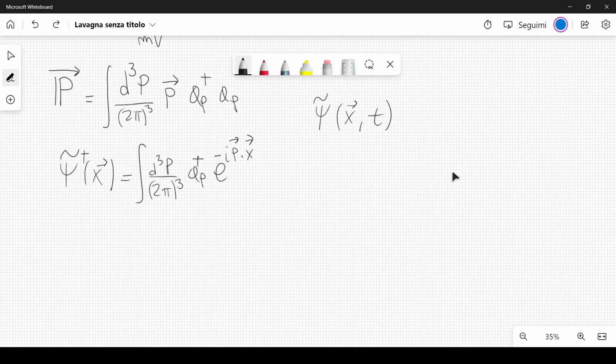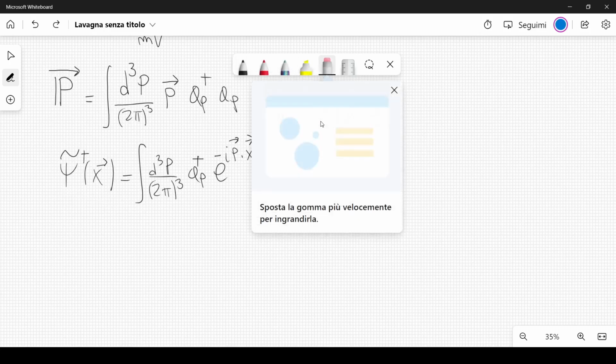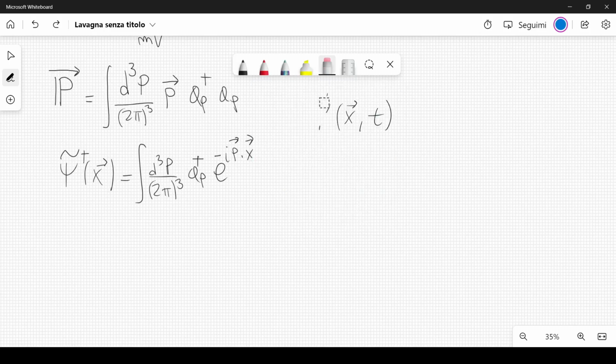But in this case, we are allowed to consider only the part of the function that depends on space. And that's what I'm going to do. So at this point, I want to show you that this is actually a momentum operator. And how do we find that?